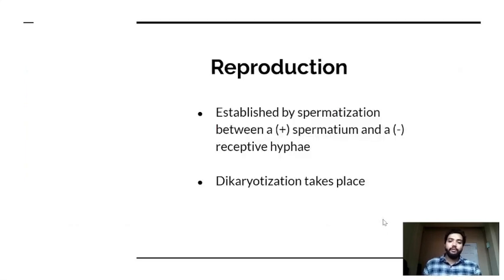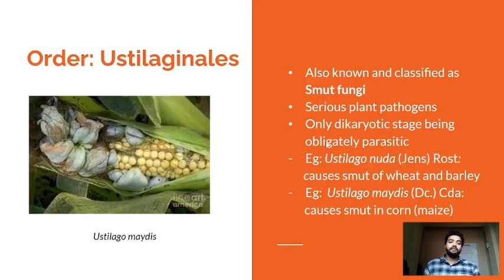Now, if we come to the reproduction of this fungus, we can see that the reproduction is established by spermatization between a positive spermatium and a negative receptive hypha. In this type of reproduction, dikaryotization also takes place. After that, we come to the next order, that is Ustilaginales.